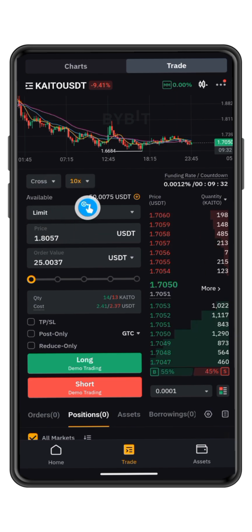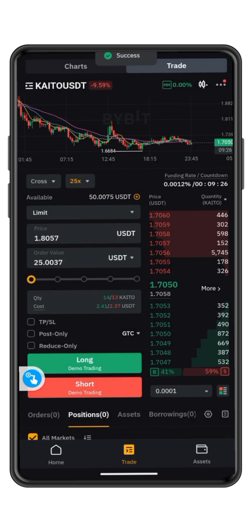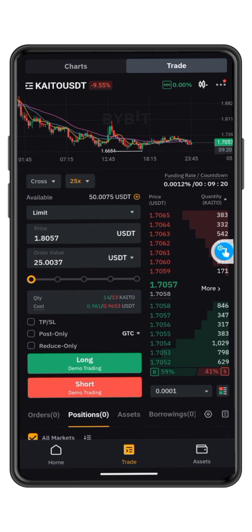If I click on that 10, I could select 25, for example. If I select 25, what it means is that I would have to remove this, and my position size will now be 25 times my margin. Remember, my margin was 2.5, so I would have to do 25 times 2.5, and then I'll put that value here. So basically, I'm going to put it right back to 10.